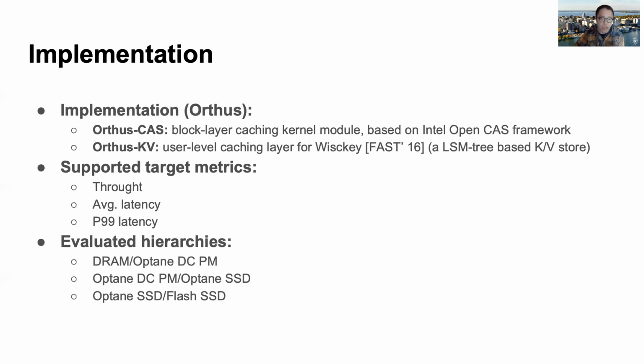We have implemented NHC in a system called Orthus. The implementations include Orthus CAS, a block layer kernel module, as well as Orthus KV, a user-level caching layer for WiscKey. WiscKey is an asymmetry-based key value store. In our implementations, we support throughput, average latency, and P99 latency as the target metrics. And we evaluated our systems in all the device pairs we discussed before.